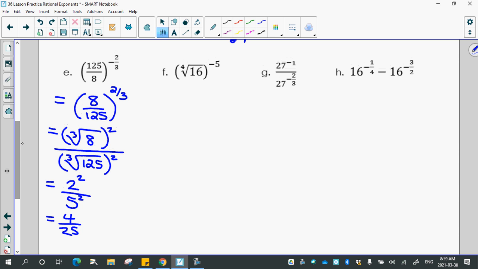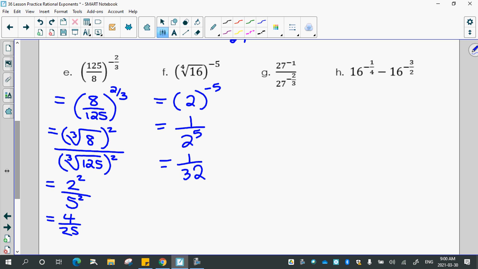F is a different setup. Anyone have an idea for this one? I solved inside the brackets first. Okay, so that becomes 2 to -5. Good. And then I did 1 over 2 to the 5th. Yes. And I did 1 over 32. Good. Does that make sense to everybody? Do the root and then the exponent. So when it's negative, you have to use the negative exponent now. Good.